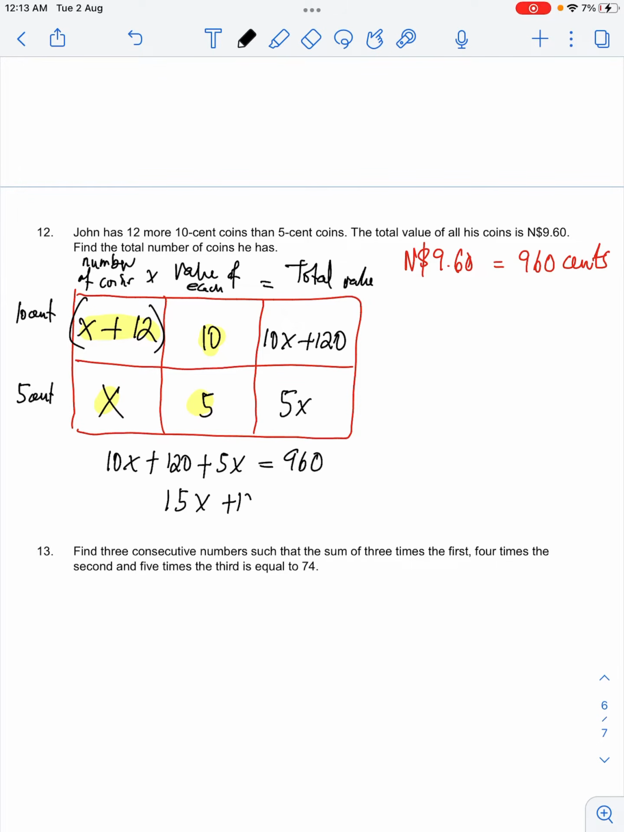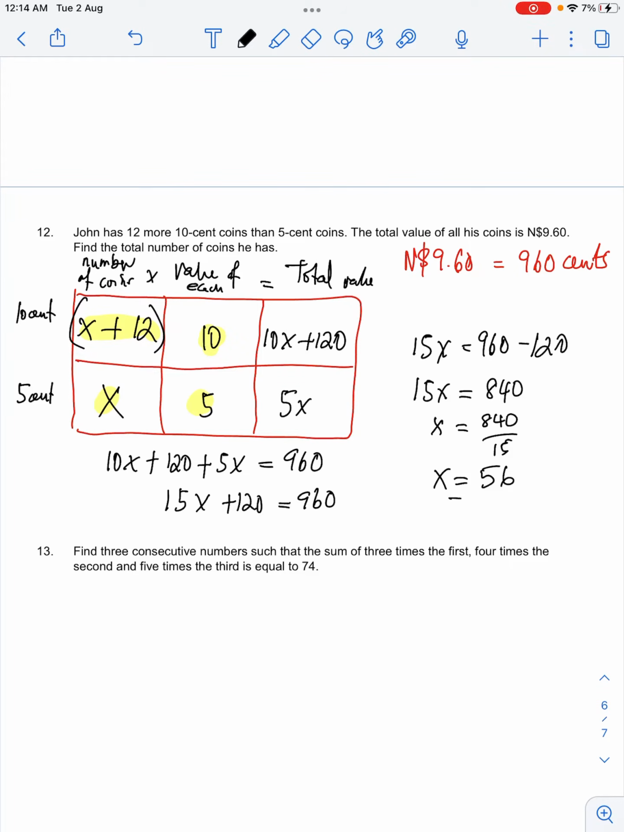So that's 15x plus 120 equals 960. So that gives you 15x equals 960 take away 120, and that is 15x equals 840. Okay, so too fast. Please be on the lookout. I'm pausing so that you can see exactly what it is that I'm doing there. So now the next step, you're going to take 840 and divide it by 15. So 840 divided by 15 gives you 56.